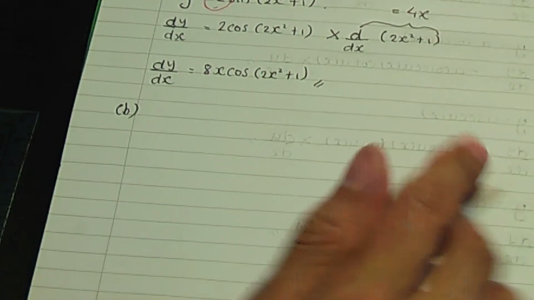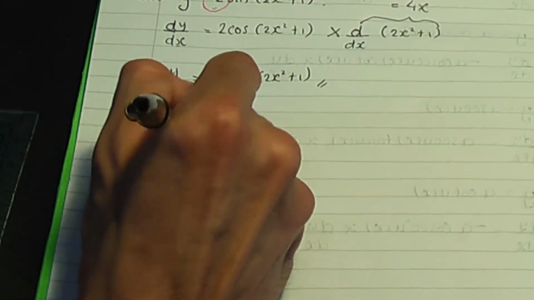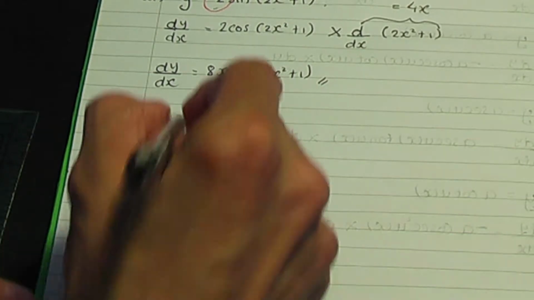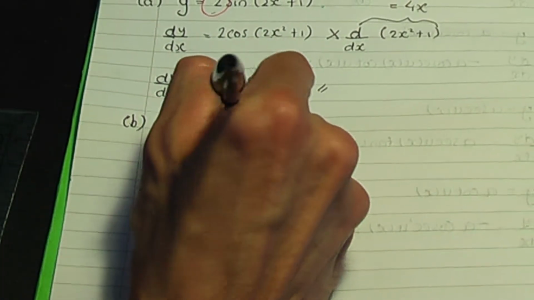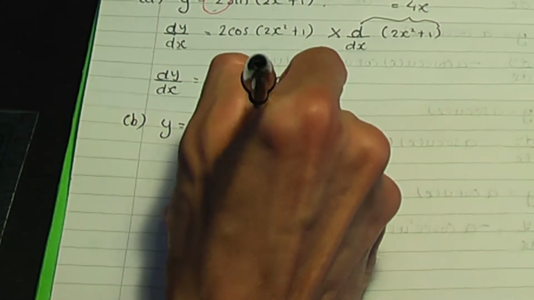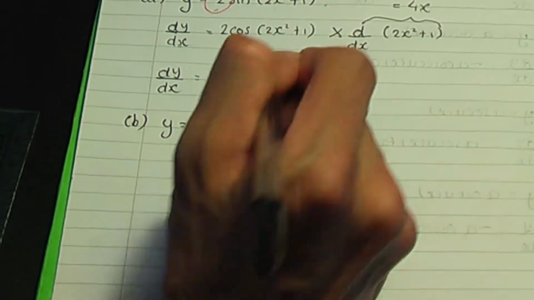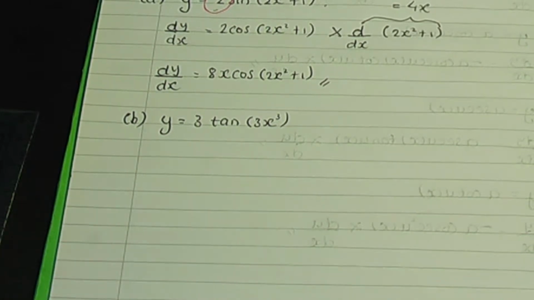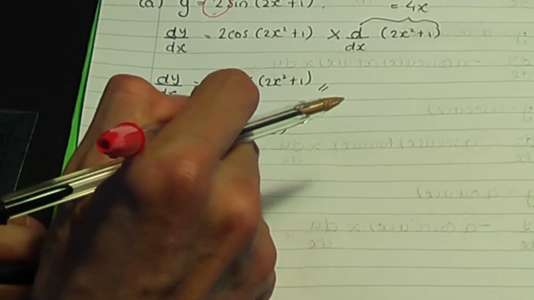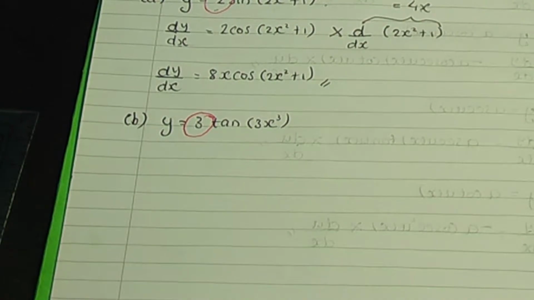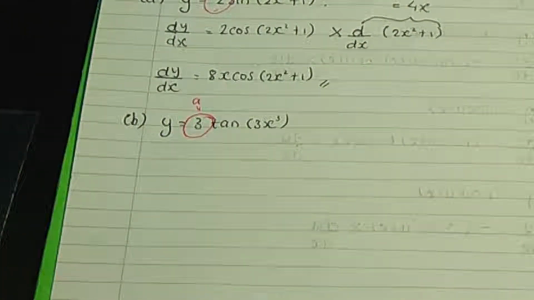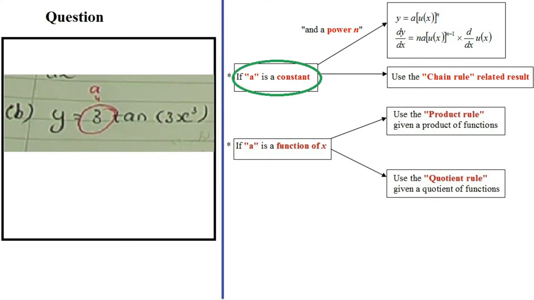Using this same approach, let's think about the method for this one. y is equal to 3 tan 3x cubed. So let's think about this. The term in front of the function is 3. So that is our a. a is a constant, so I can use the chain rule related approach.